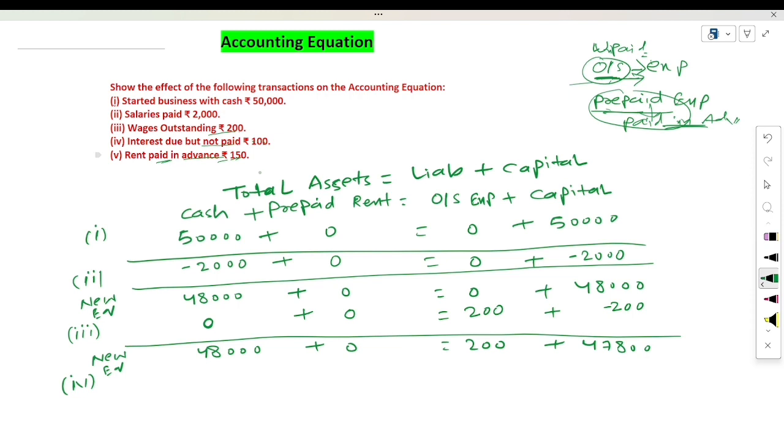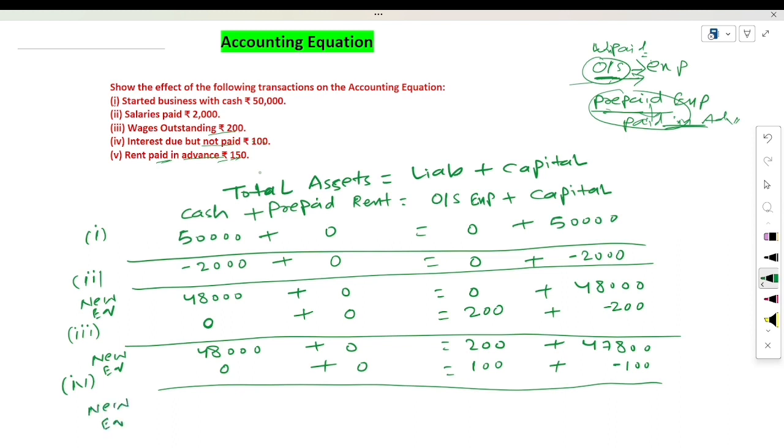Now for transaction number 4, interest due but not paid, rupees 100. The same things will happen here. For cash, no impact. Prepaid rent, no impact. A liability will be created here of 100, and this liability will decrease the capital by 100. Now the new equation will be: 48,000 cash as it is, prepaid rent no impact, liabilities 300 plus 47,700.